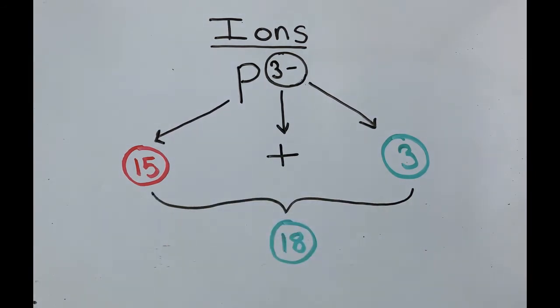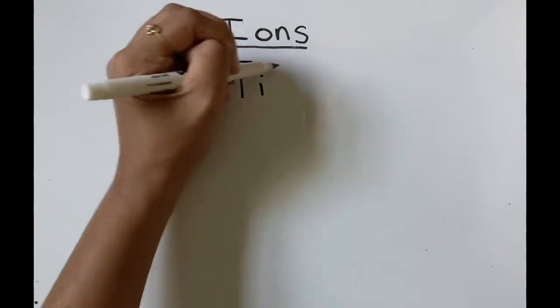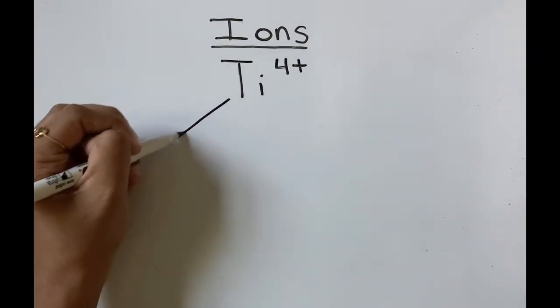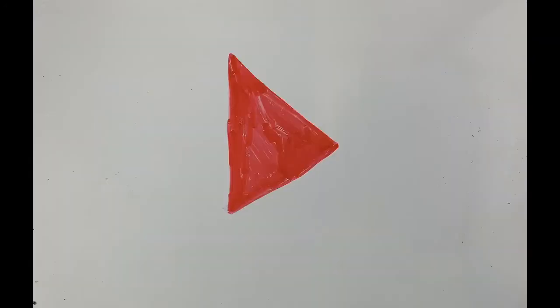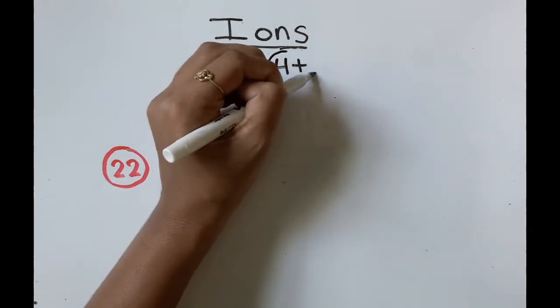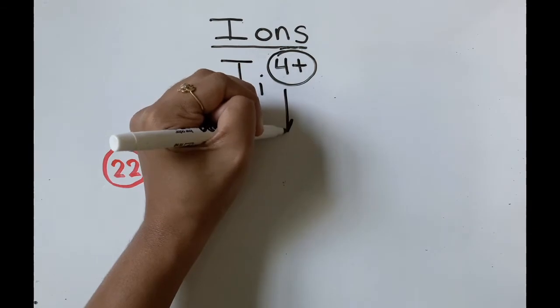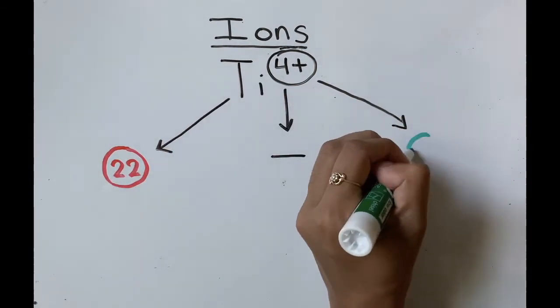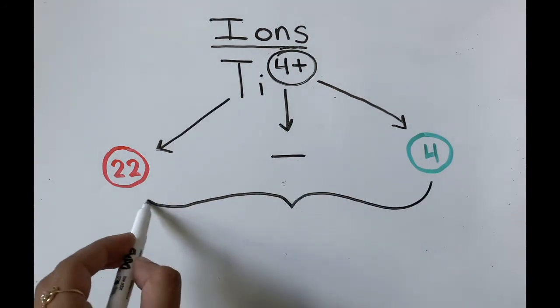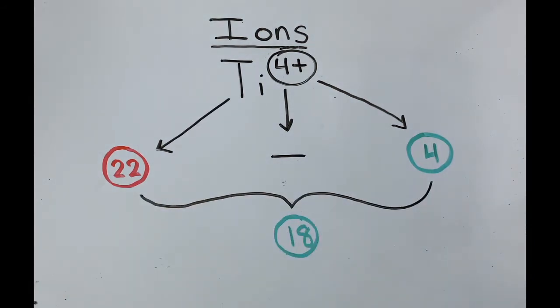How about you try one? How many electrons does Ti4+ have? I'll give you a hint. There's 22 protons. Pause the video right here to think of your answer. Let's see if you're right. 4+ lets us know that there's 4 fewer electrons than there are protons. So we're subtracting 4 from 22. That means there's 18 electrons, once again. Did you get it right?